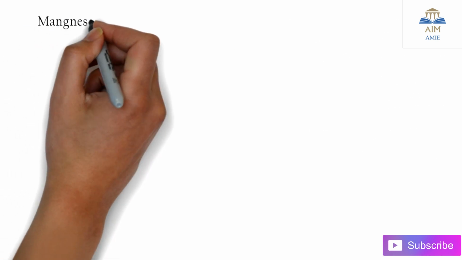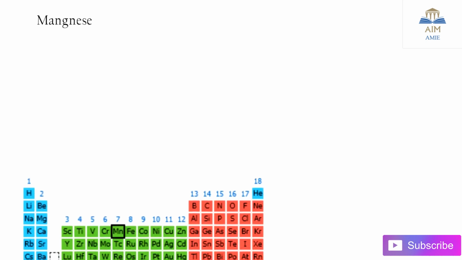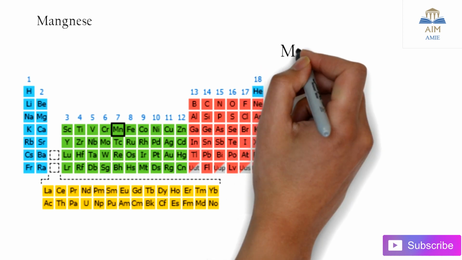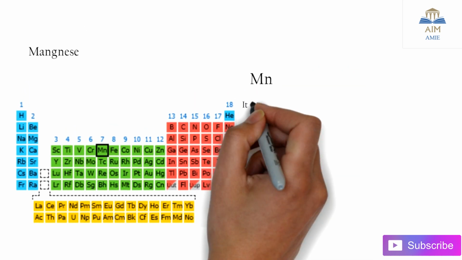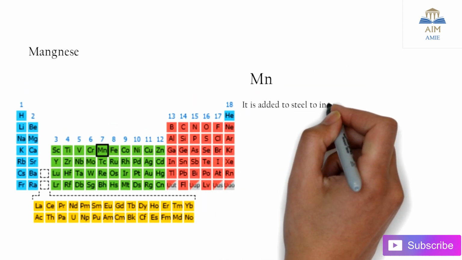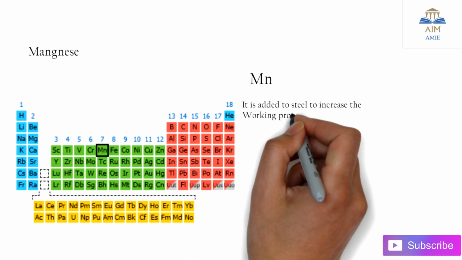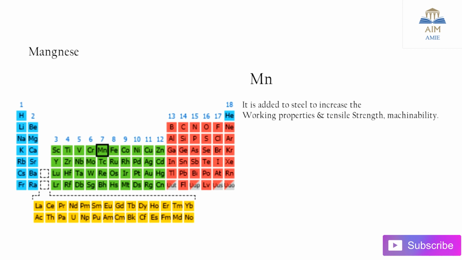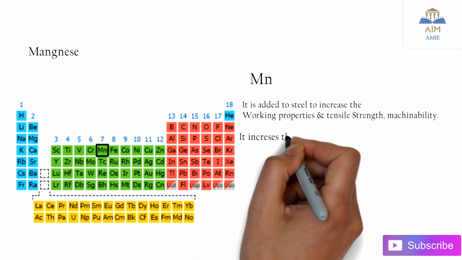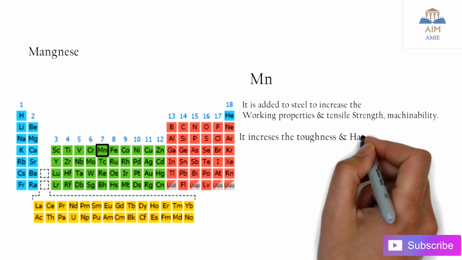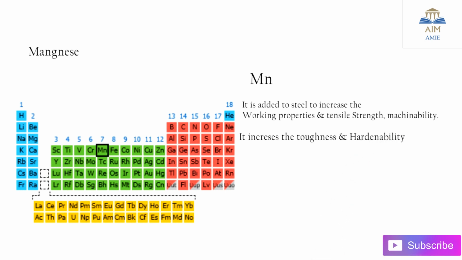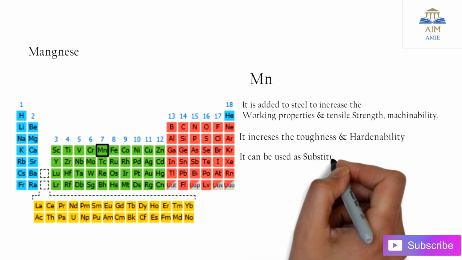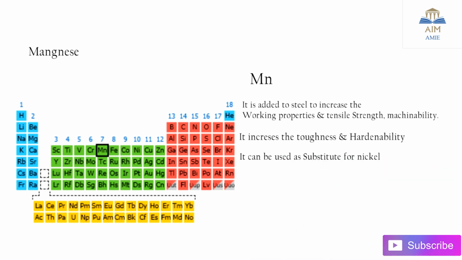The next is manganese. It is also a transition metal element, typically denoted by Mn. It is added to the steel to increase the working properties, the tensile strength and the machinability. It increases the toughness and the hardenability of the steel. Also, it can be used as a substitute for nickel.